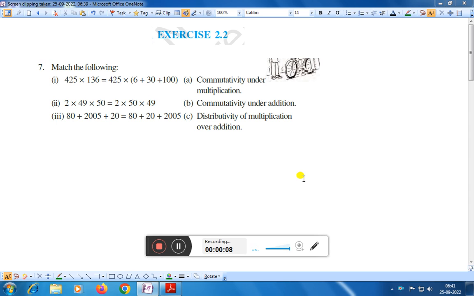Match the following. You see, there are three options. One is 425 into 136 is equal to 425 into 6 plus 30 plus 100. And number 2 is 2 into 49 into 50 is equal to 2 into 50 into 49. And number 3 is 80 plus 2005 plus 20 is equal to 80 plus 20 plus 2005.